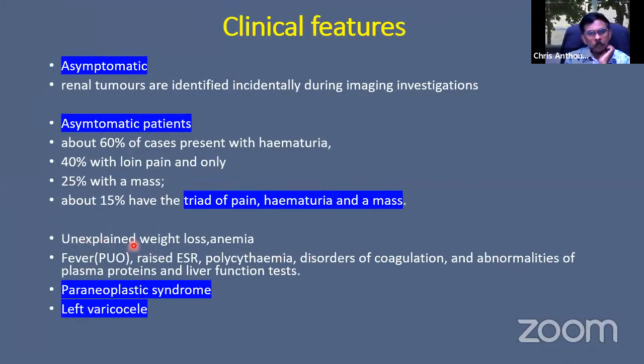Unexplained weight loss and anemia, including fever, the so-called pyrexia of unknown origin, raised ESR, polycythemia, disorders of coagulation, and abnormalities of plasma proteins and liver function tests are some of the other symptoms. The so-called paraneoplastic syndrome is another presenting feature in a minority of patients. The finding of a left varicocele may be a presenting feature in another small percentage of patients.